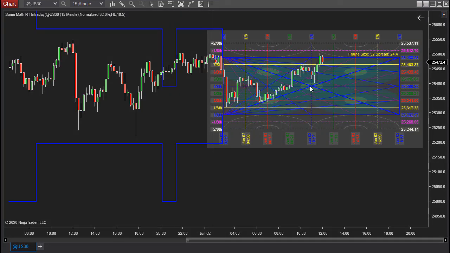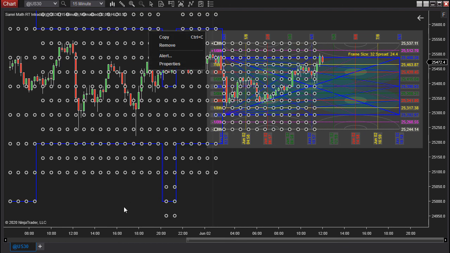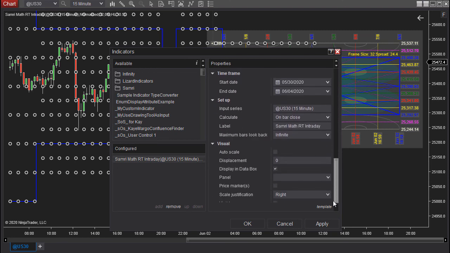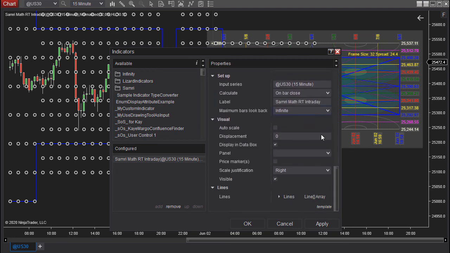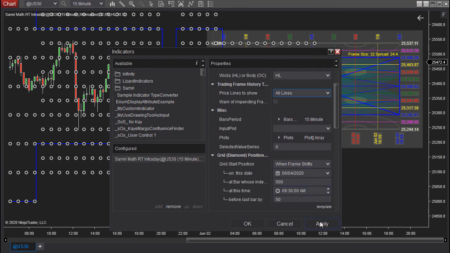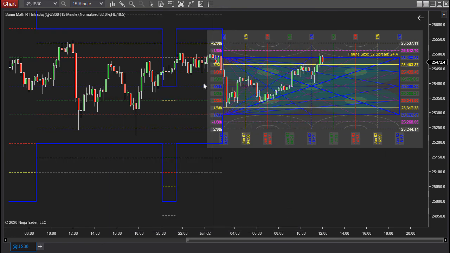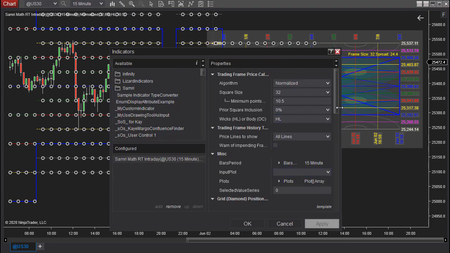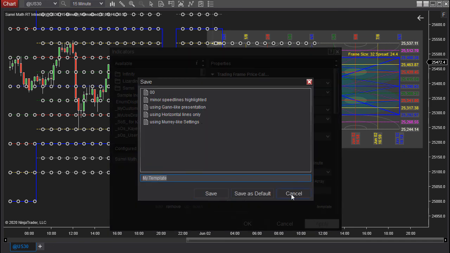One last thing I want to cover is the idea of saving your templates. Once you've set up your indicator the way you like it, we can do it from here. Let's say you've chosen the all lines option, and you've set up your plots the way you want them. What you do is just remember to save the template. You can call it anything you want. Just in NinjaTrader, you go here, template, save, and just give it a name.